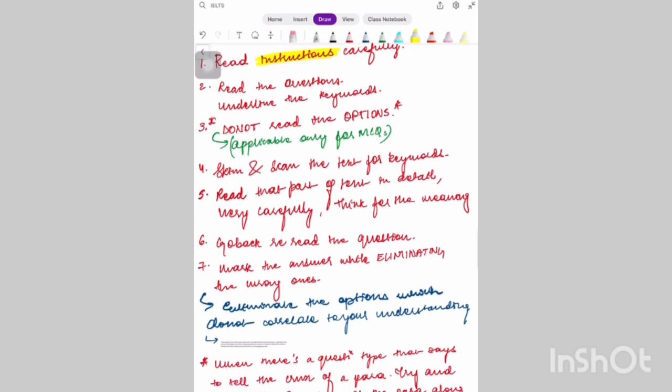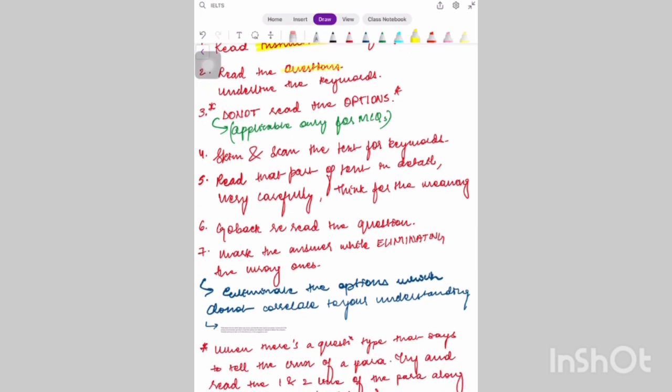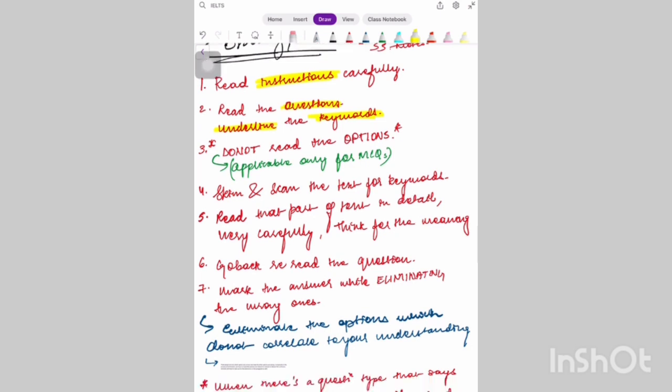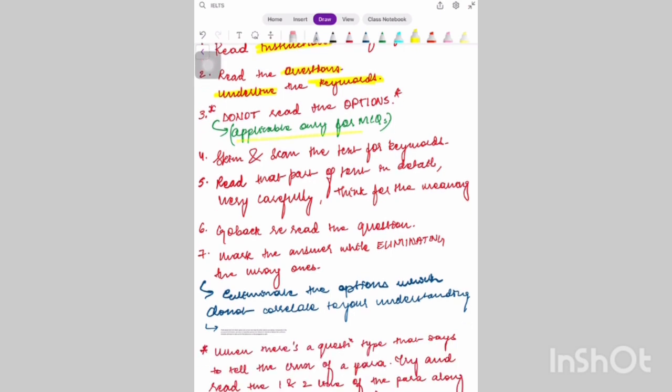When you have read the instructions, then move on to the question. Read the question carefully and underline the keywords, which is very common, and this we have been studying for every type of question. But what changes here, which is applicable only to MCQ type questions, is that you do not read the options. There will be 5 paras or 4 paras or 3 paras for that matter, out of which you have to skim and scan and identify the correct answer. You're reading the question, highlighting the keywords, looking for paraphrasing as well. In that mix, if you have read the options beforehand, there is a high possibility that you will end up getting confused. So do not read the options.